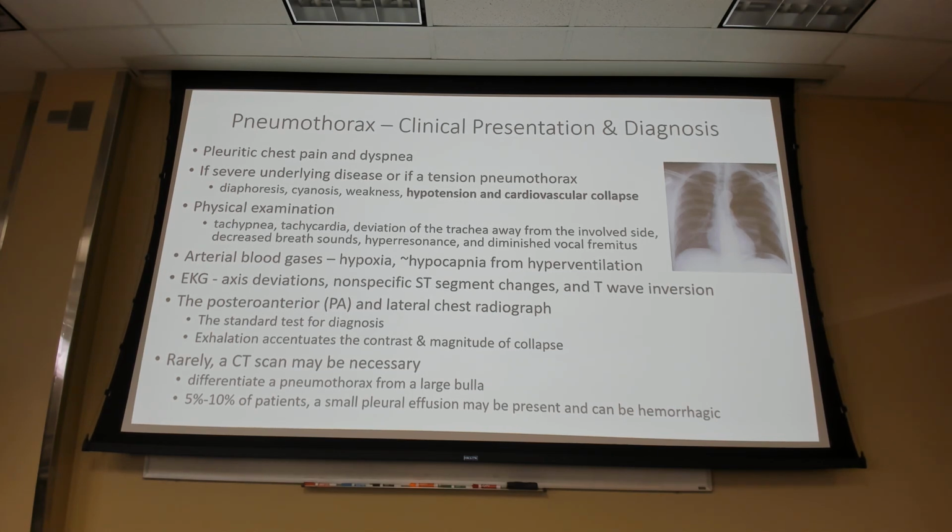A lot of times we get an EKG because they're presenting with chest pain, so we want to make sure they're not having a STEMI or any ischemia. And then we typically do a chest x-ray. A CT scan sometimes is necessary to evaluate the extent, especially in a stable patient with a small pneumothorax. You want to evaluate how large it might be, and a CT scan is a better test for that.